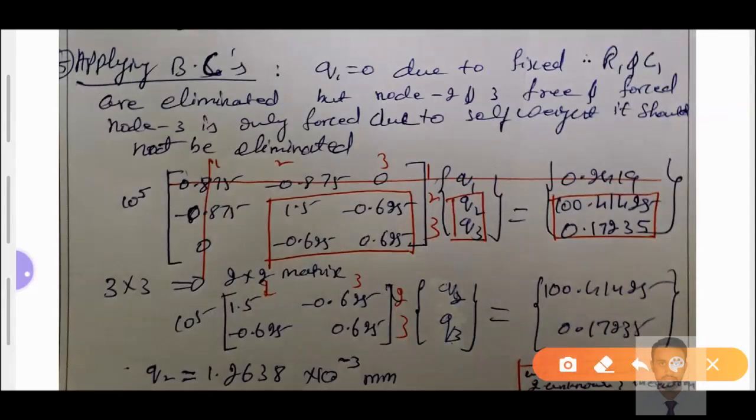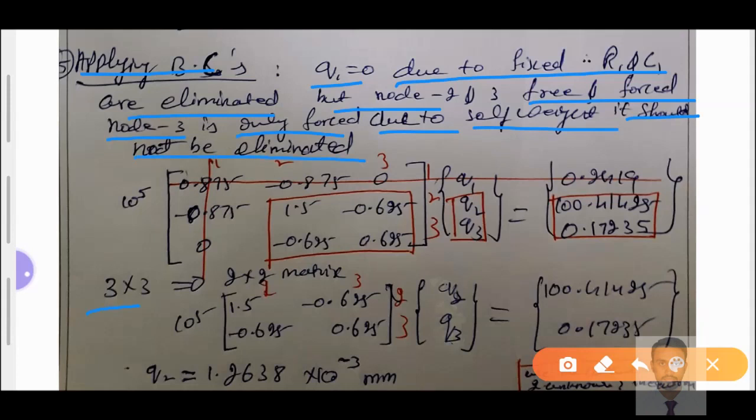Fifth step. After the equilibrium equation, applying the boundary condition, Q1 is equal to 0 due to the fixed support, so R1 and C1 are eliminated. But node number 2 and 3 are free and forced. Node number 3 is only forced due to self weight. It should not be eliminated. So the 3 cross 3 matrix becomes a 2 cross 2 matrix.